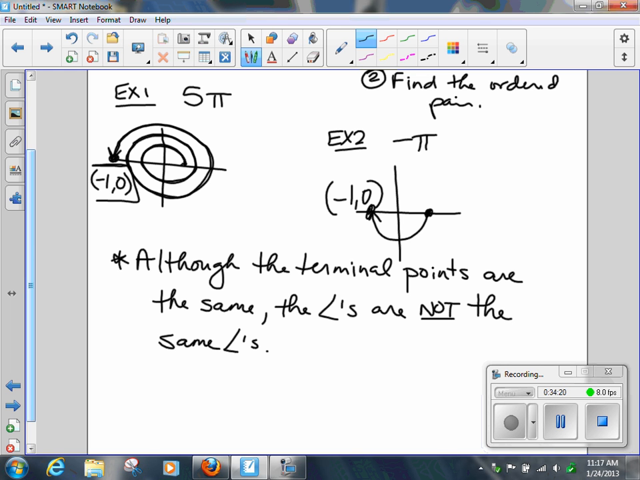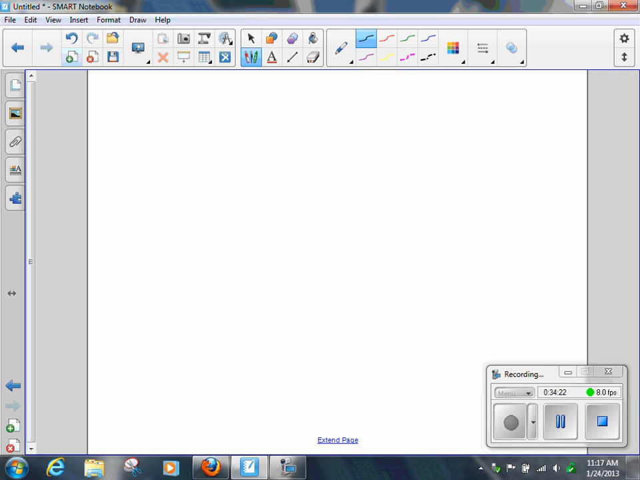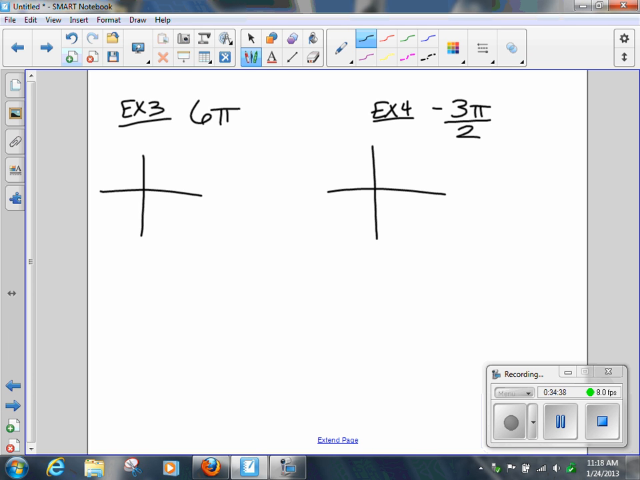Now, check this one out. I want you to do this one. These two, and I want you to do them fast. Graph 6 pi and give me the ordered pair, the terminal point, and then I want you to graph negative 3 pi over 2. Go.